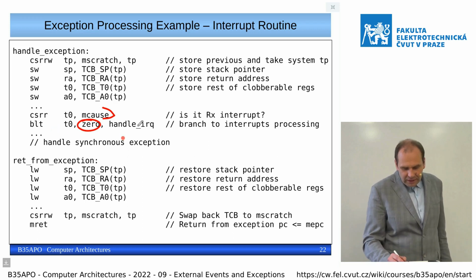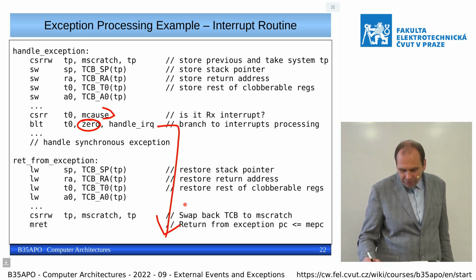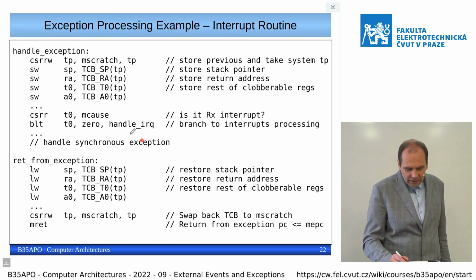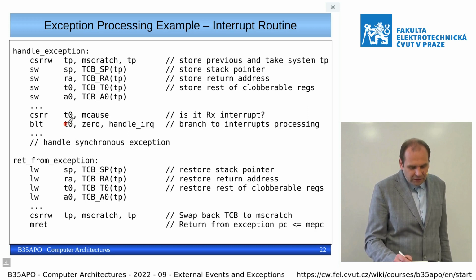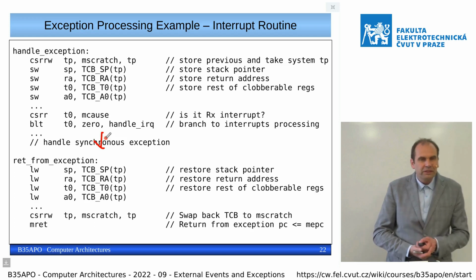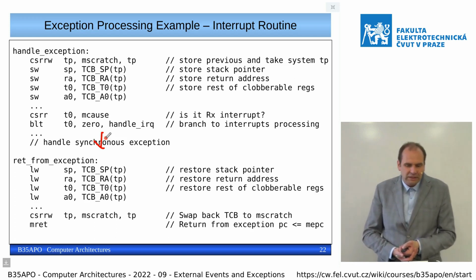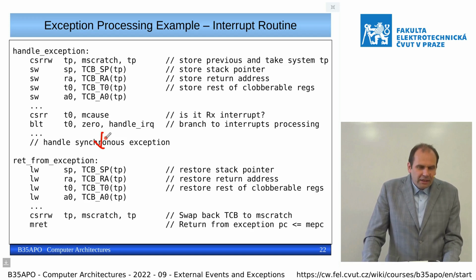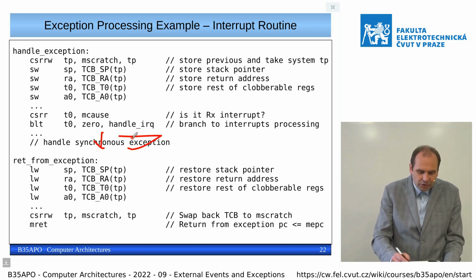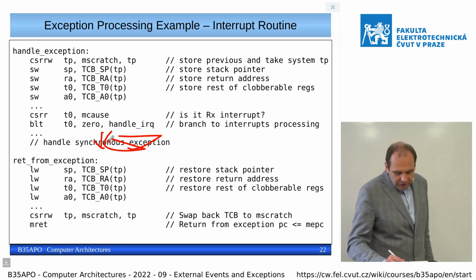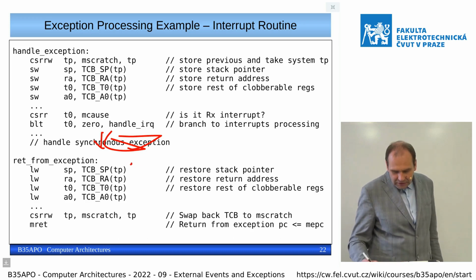If it is less than 0, then we go to interrupt processing. If it is positive, bigger than or equal to 0, then it means that it is synchronous processing. In our case, we do not do anything in this case, so probably it will end by a crash of the program because we do not know what to do there, for example, with paging and so on. There would be the operating system routines. We do not have them here. So we try to return and see what happens.